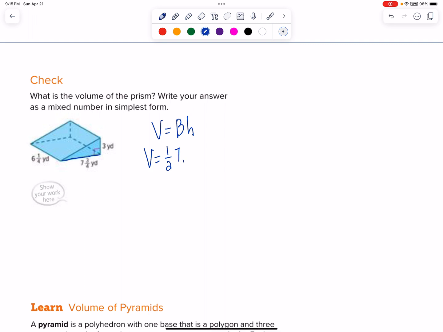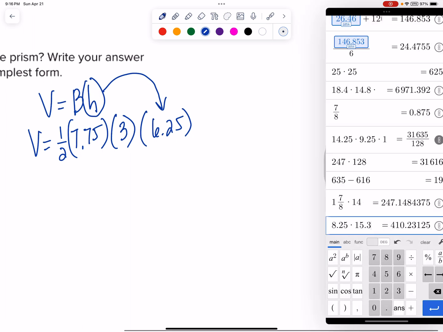So I'm going to put 7.75. The height of my triangle is 3. Okay, and then that gets me this area. Okay, and then what's the length of the entire prism? That is 6.25. Okay, so that's my H. So this is this, and then the B, big B, is right there. Okay, all right, now we just plug it all in.